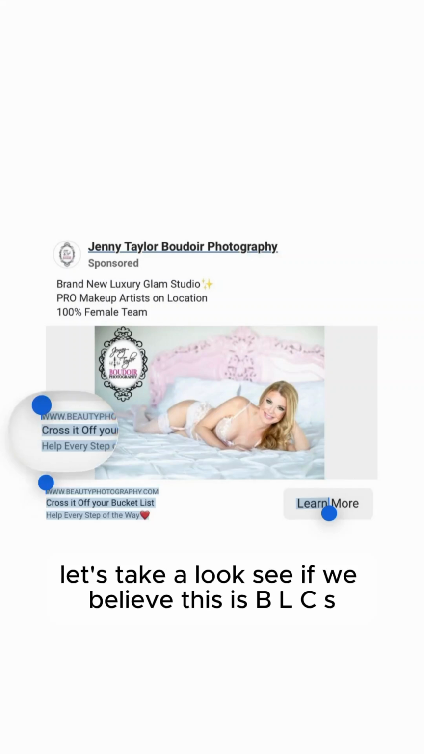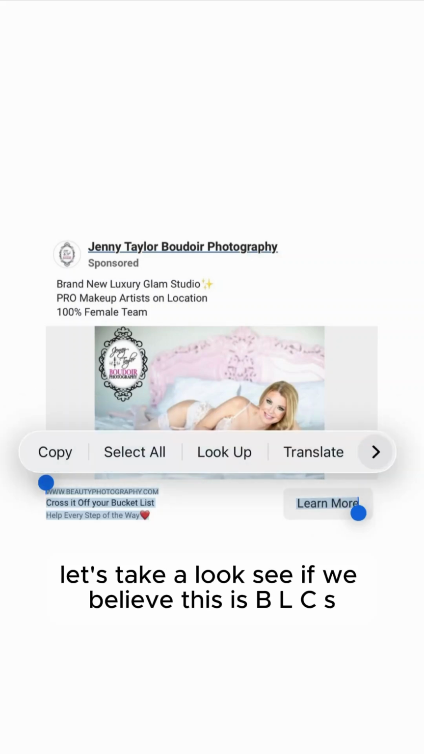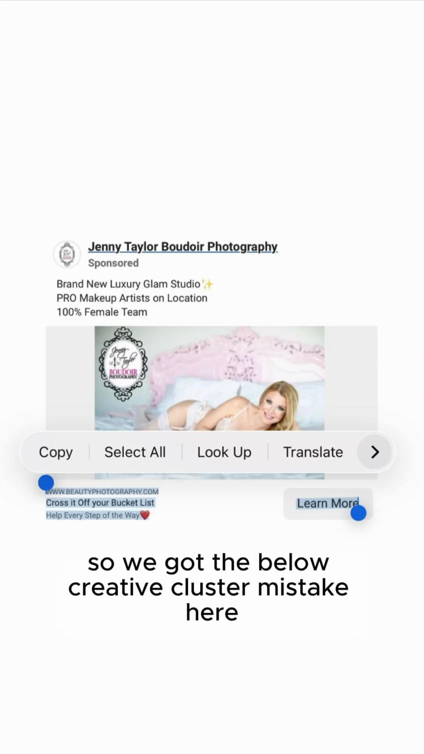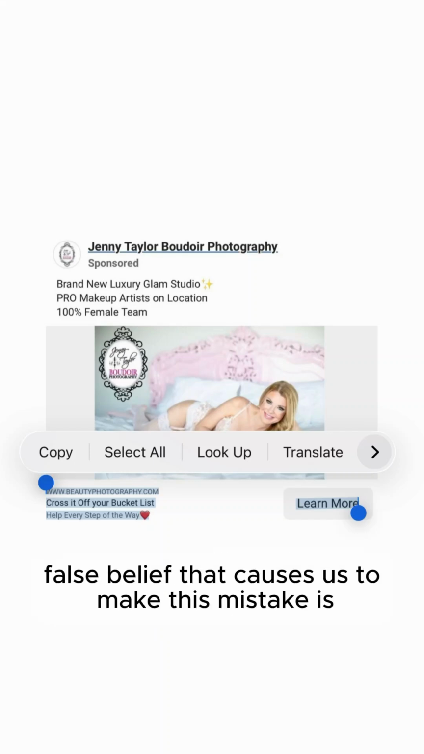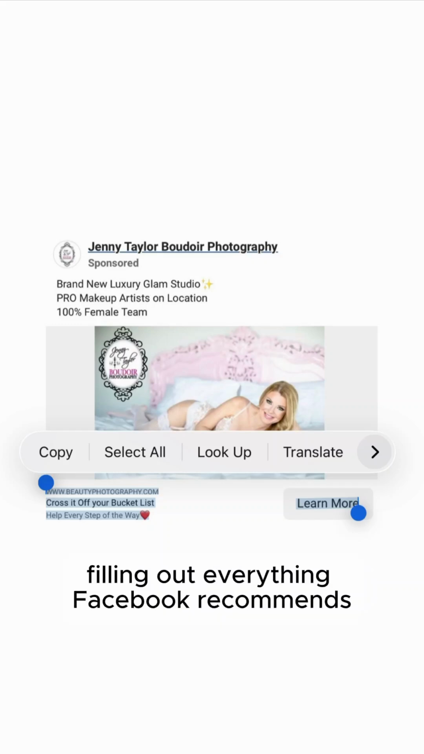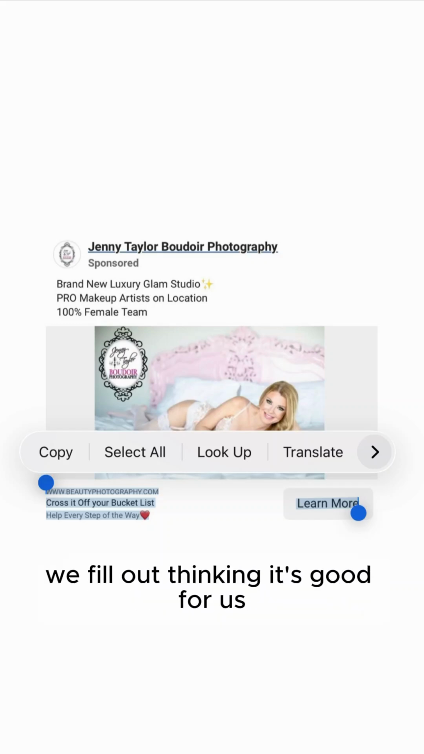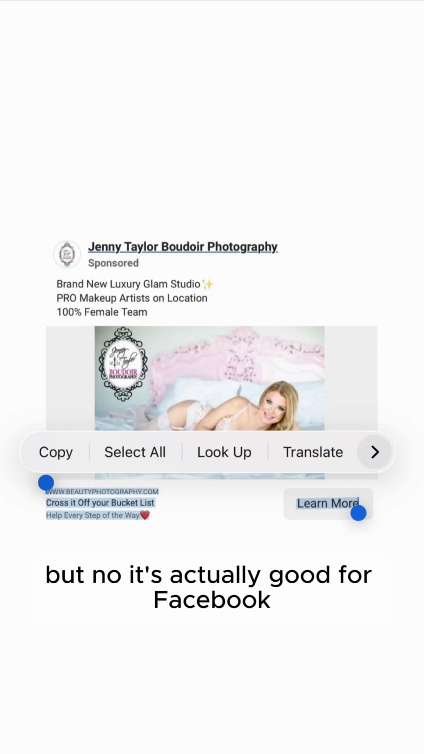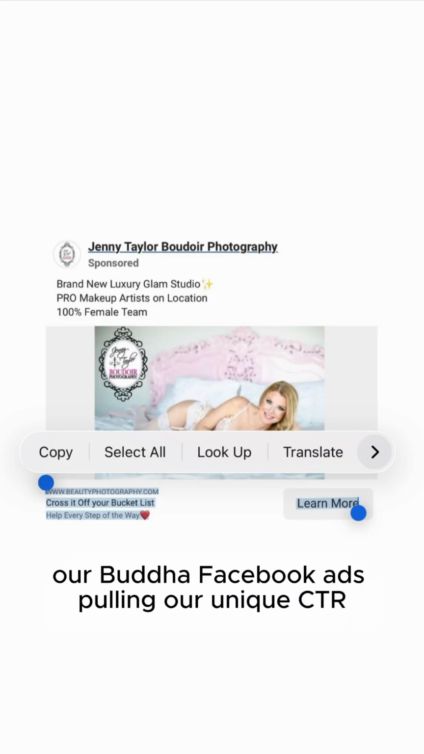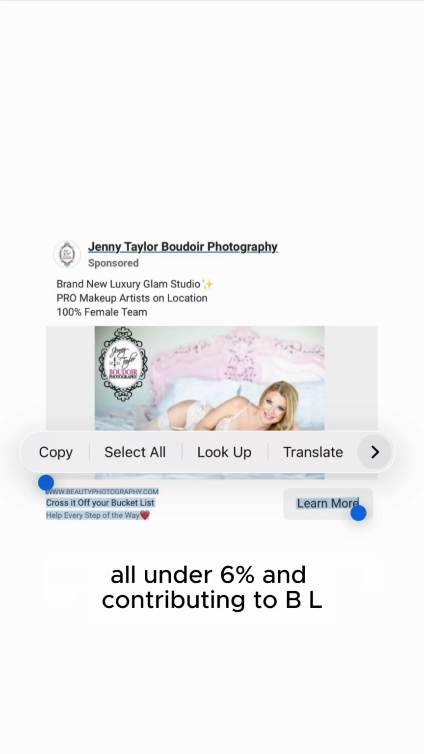All right, so let's come here. Let's take a look, see if we believe this says BLCS. So we got the below creative cluster mistake here. The false belief that caused us to make this mistake is following what Facebook recommends, filling out everything Facebook recommends we fill out, thinking it's good for us. But no, it's actually good for Facebook. It's bad for us because it causes more women to scroll by our Boudoir Facebook ads, pulling our unique CTRL under 6% and contributing to BLCS.